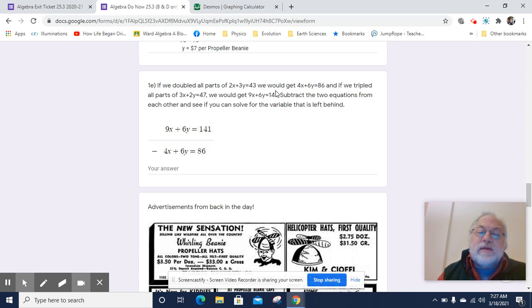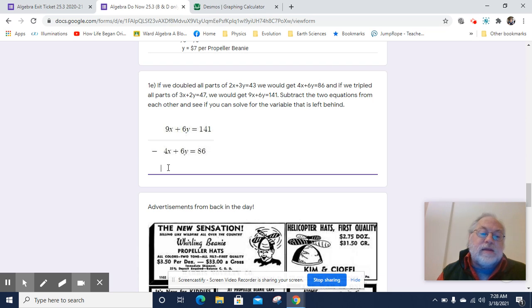And now I can subtract the equations from each other to get rid of the 6y. Now I have choices about which way I subtract. It doesn't matter, honestly, whether I subtract 4x plus 6y equals 86 from 9x plus 6y equals 141, or if I do it the other way around, I could flip that. Either way, I'm getting rid of 6y. So I will have eliminated the y variable, and I'll be down just to one x variable. I chose to stack it this way because it means I won't have to deal with negatives. I can deal with negatives, but if I can avoid it, I sometimes will.